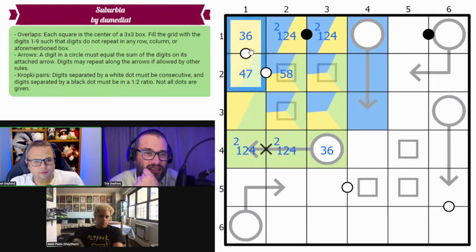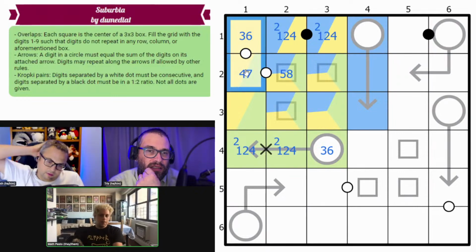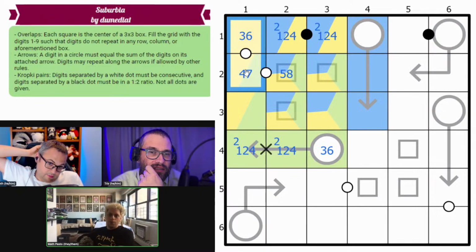So now if it were 3, 4, then the arrow in blue could either be a 1, 3, 4 or a 3, 4, 7. And if it were a 6-7 on the white dot, then the arrow would have to be a 6-1-7. Yep.